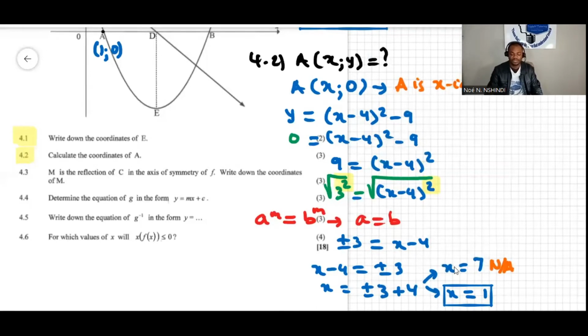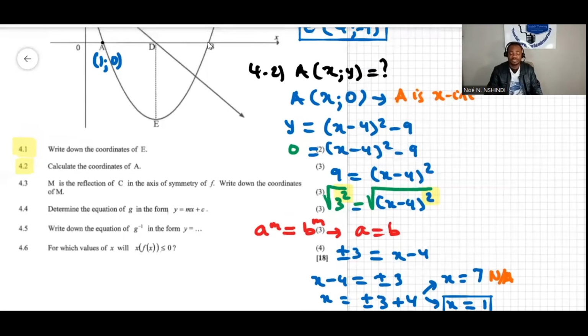Okay, in other words, the x equal to 7 here is the coordinate of B, because B is also the x-intercept. There are two intercepts here. A and B are both the x-intercepts. So this 7 here is the coordinate of B. Now, the following question is question 4.3.